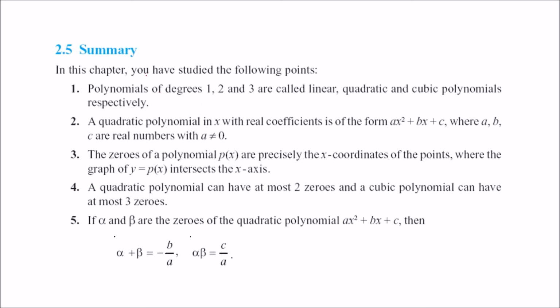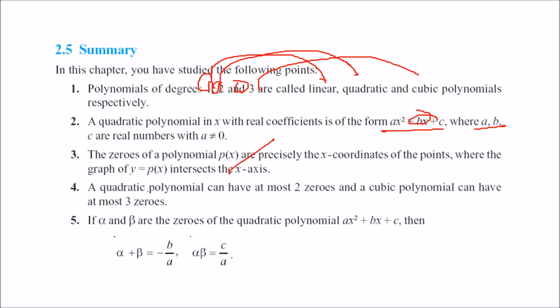So let us summarize what we have learned up till now. The polynomials of degree 1, 2, 3 are known as linear, quadratic and cubic. The quadratic polynomial is of this form: ax square plus bx plus c. A, b, c are real numbers. A cannot be 0. The zero is where it cuts or intersects the x-axis. The quadratic polynomial can have at most 2 zeros. The cubic polynomial can have at most 3 zeros.